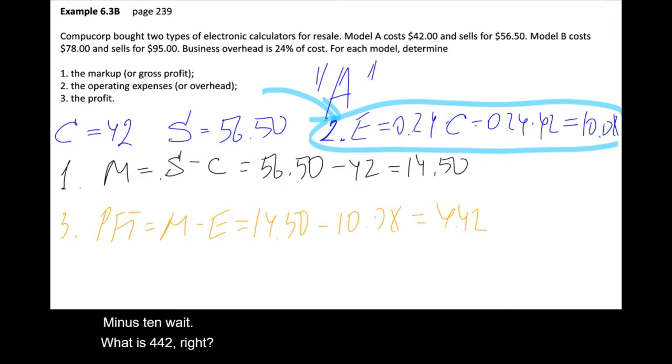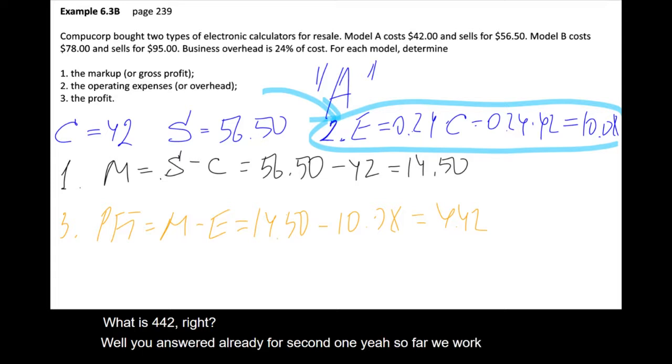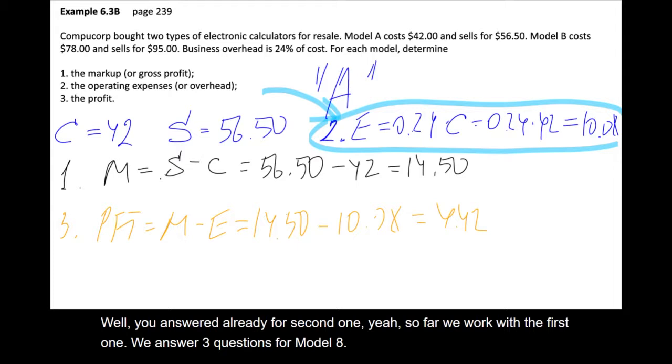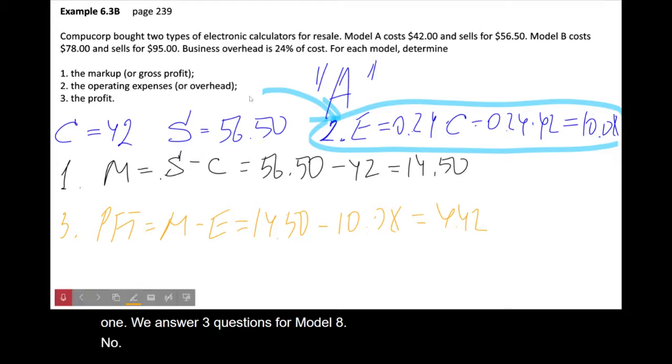Well, you answered already for the second one. Yeah, so far we worked with the first one. We answered 3 questions for Model A. Now, can I flip a page and answer the same questions for Model B?